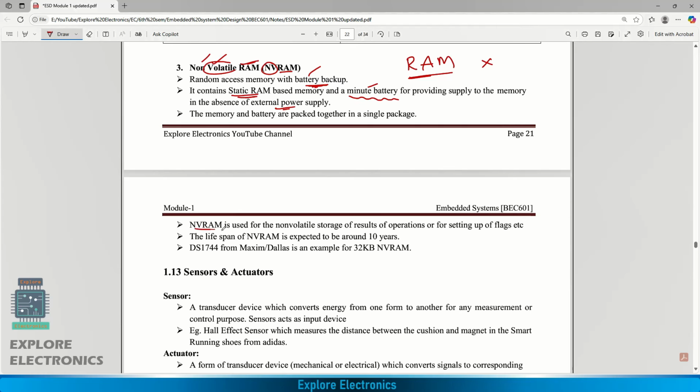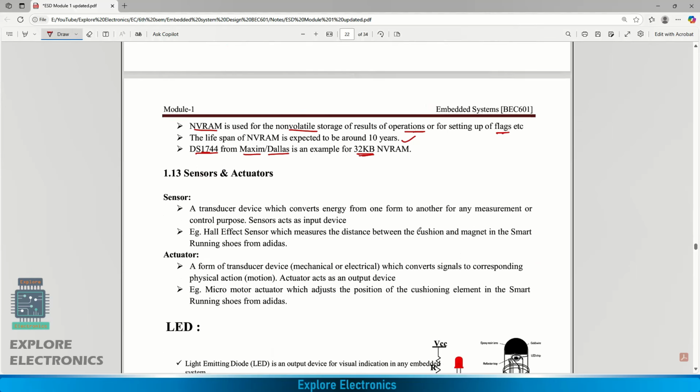Since NVRAM is used for non-volatile storage, storage of results of some operations and setting up some flags, those things need to be protected. That's why we can use a battery in it, right? So the lifespan is around 10 years. This is the device. Maxim or Dallas is an example for 32 KB NVRAM.